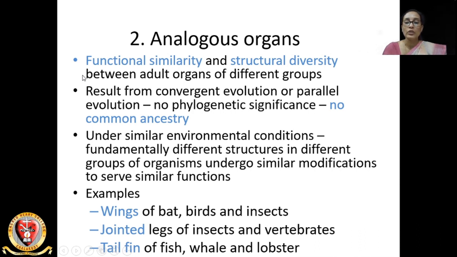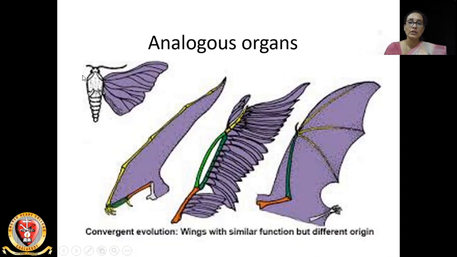For example, if you look at bats, birds and insects, all of them fly. And their wings, though structurally very different, serve the purpose of flying. Other examples include the jointed legs of insects and vertebrates, or the tail fin of fish, whale and lobster, which help them swim. Look at this picture showing analogous organs of insect, bat and bird. You can see because of their functional similarity, they look similar, but they are structurally very different.